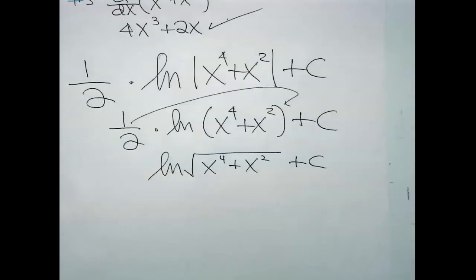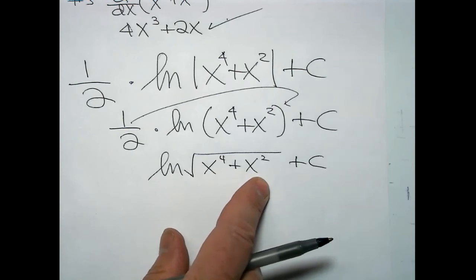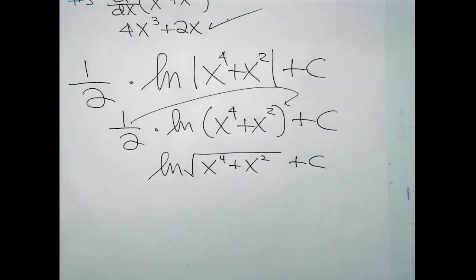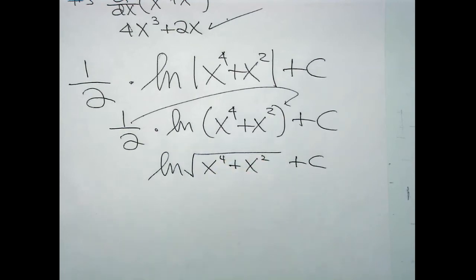I would really like to do the natural log of x to the 4th is x squared, or square root of x to the 4th is x squared, and the square root of x squared is x. Would really love to do that. Not allowed to do that. You can only do that if it were by itself or if it were a factor.